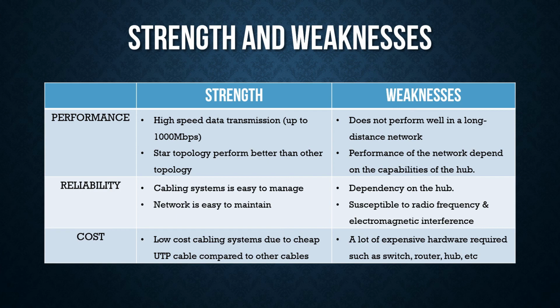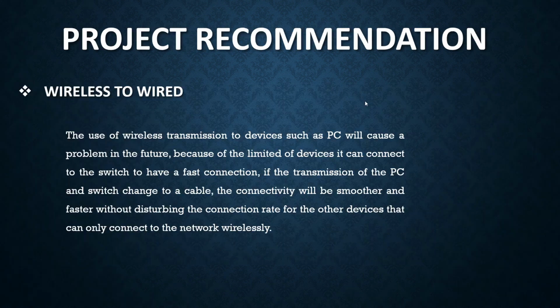In terms of cost, our project does not require much money for the cabling system. This is because we are using UTP cable, which is less expensive compared to STP cable. However, on the other hand, our project is still costly due to other hardware. This is because we are using star topology that requires the use of a hub, router, and switch as a central device, which increases the overall cost of the network.